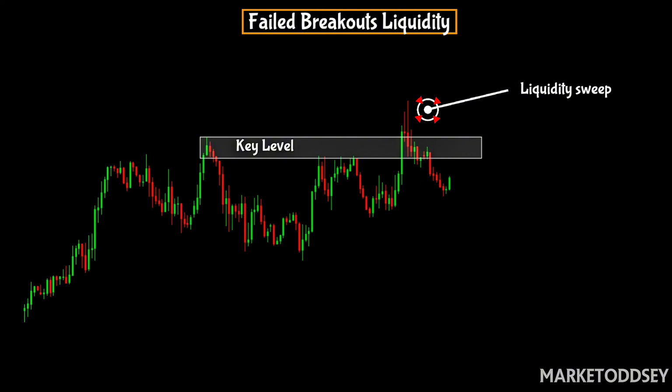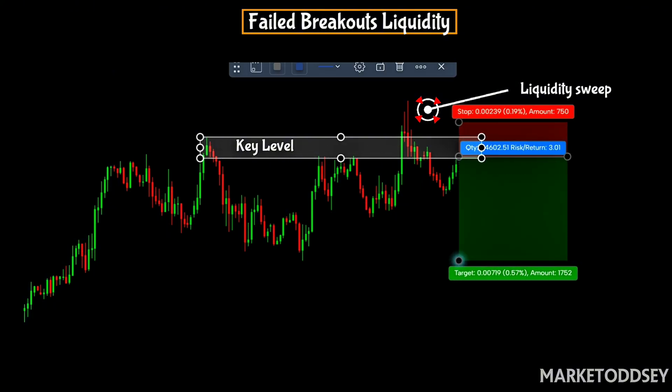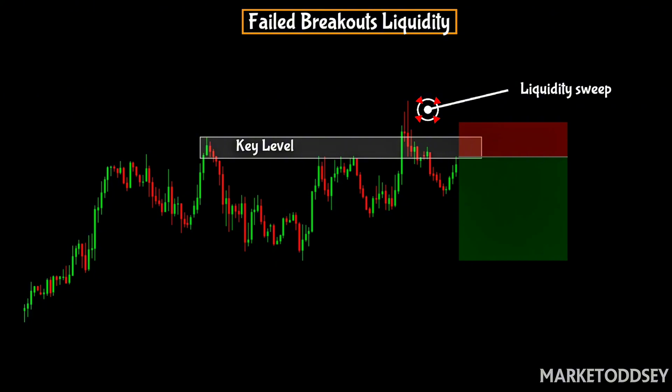In this scenario, that level on the chart transforms into a powerful magnet. It's a signal to follow the momentum, as the real move is about to begin. Always stay alert for these failed breakout signals in your charts.